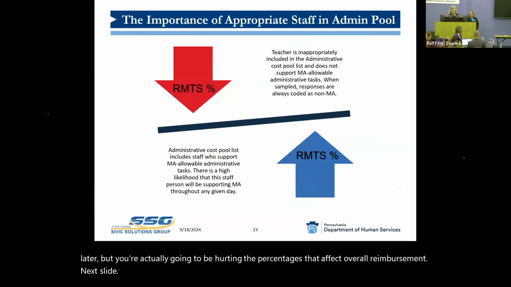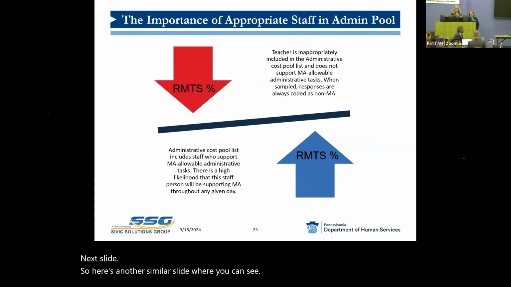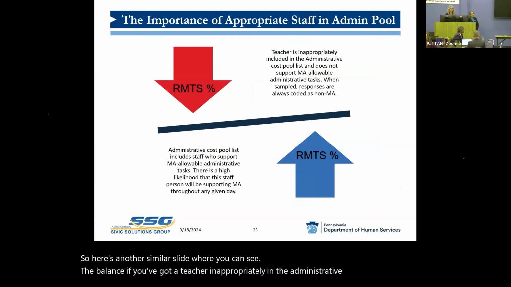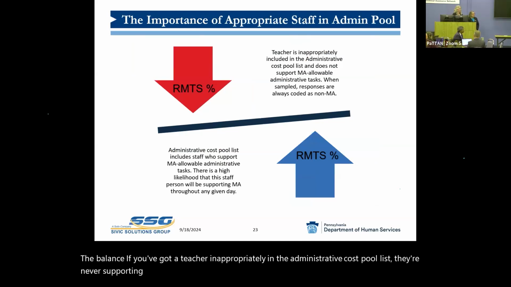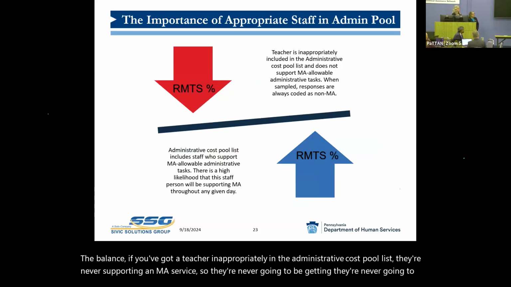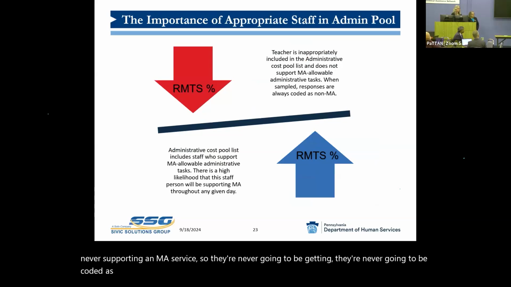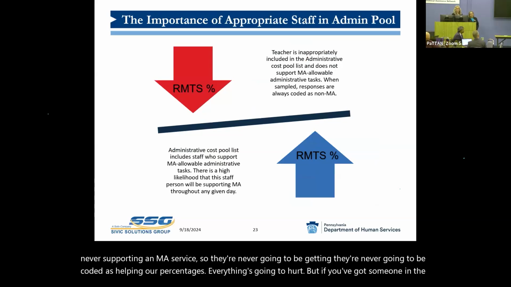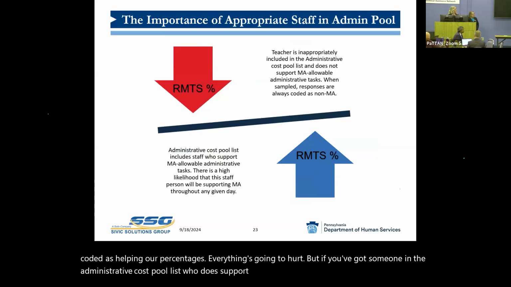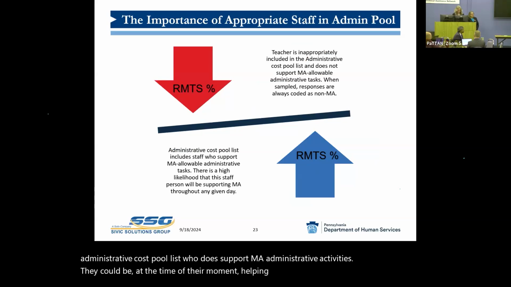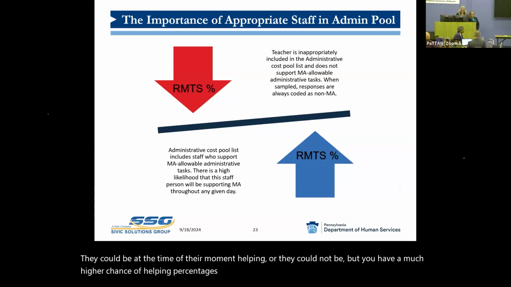So here's another similar slide where you can see the balance. If you've got a teacher inappropriately in the administrative cost pool list, they're never supporting an MA service. So they're never going to be coded as helping our percentages. Everything's going to hurt. But if you've got someone in the administrative cost pool list who does support MA administrative activities, they could be helping at the time of their moment, or they could not be, but you have a much higher chance of helping percentages by having that person on the cost pool list.